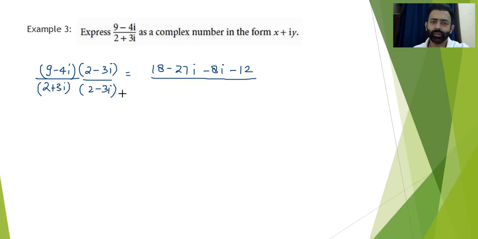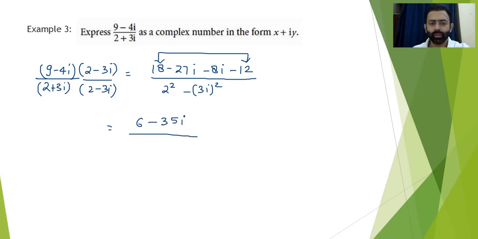And in the denominator we have again the formula of a square minus b square. So a square is 2 square minus 3i square. Now combining the like terms, real part means the terms which are not involving any i. So this is 18 minus 12 is 6, and combining the imaginary part, this is 27 and 8, which is 35. So minus 35i. Okay, over 4, and this is 3i square is 9i square. 9i square means minus 9. i square is minus 1 again. So minus minus will become plus, so it is plus 9.